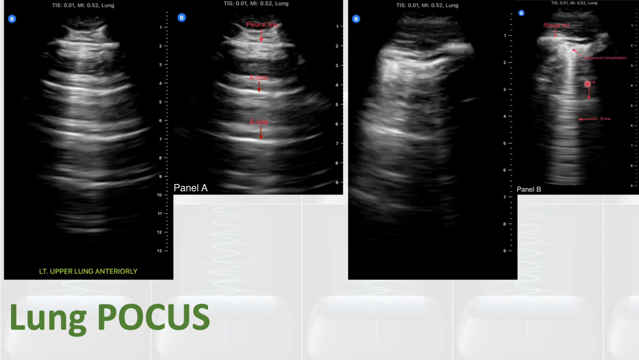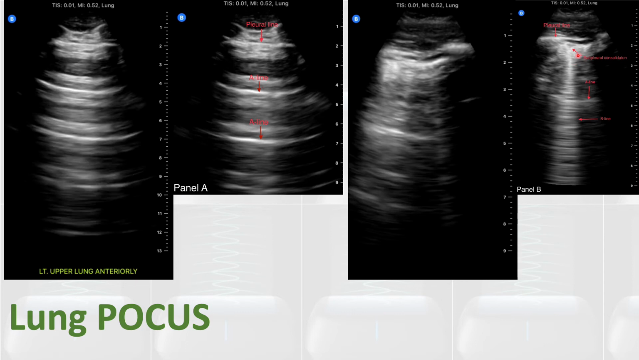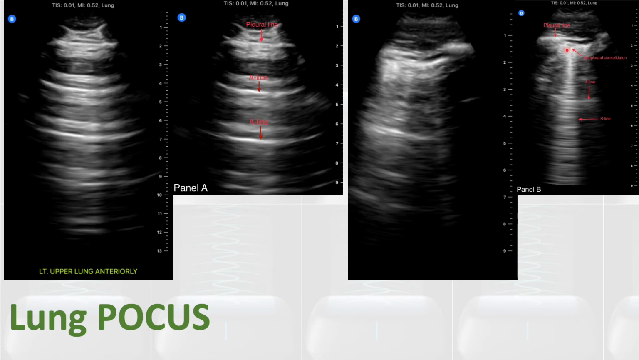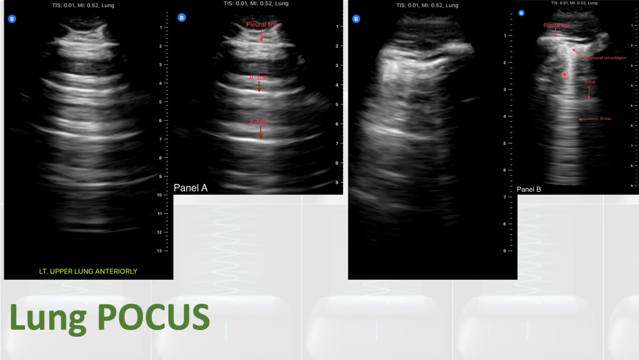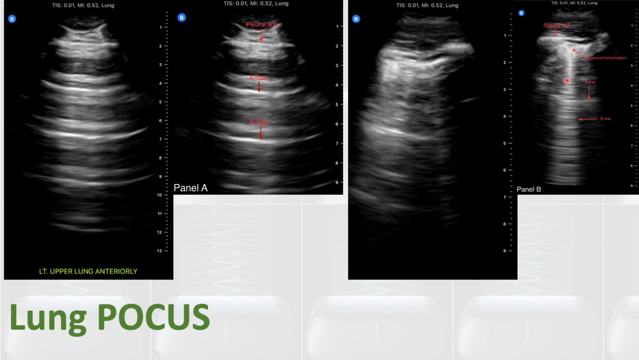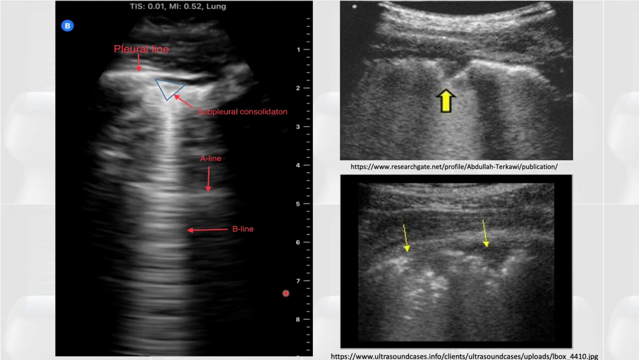So this is kind of a representation of that. You see this small triangular area surrounded by white hyperechoic areas, and then there's a B line coming down from it. This is called subpleural consolidation. This is just the same video, I'm just showing it a little bit larger here. So this is a triangular area here, and this is the B line coming all the way from the pleural line. So this is new and this is abnormal.